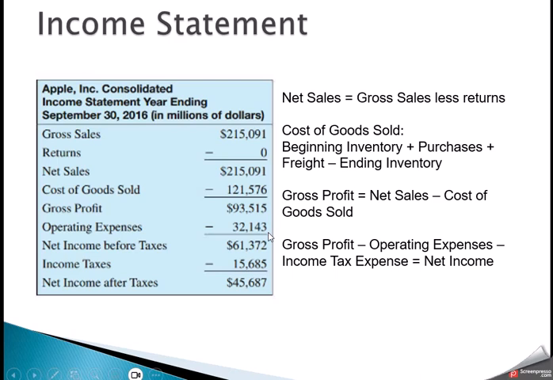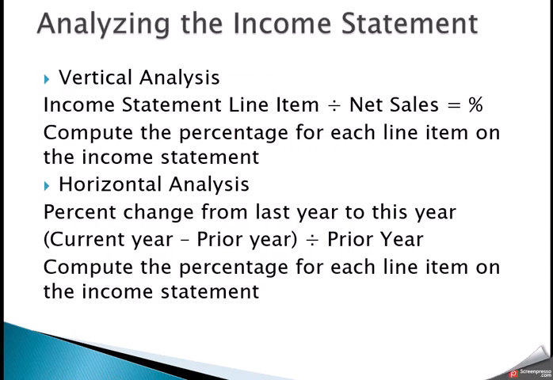Then from our gross profit, we're going to subtract out our operating expenses and our income taxes to get down to our net income. And when we analyze the income statement, there's two different methodologies to do it mathematically. One is a vertical analysis and one's horizontal. So vertical, we're going up and down.